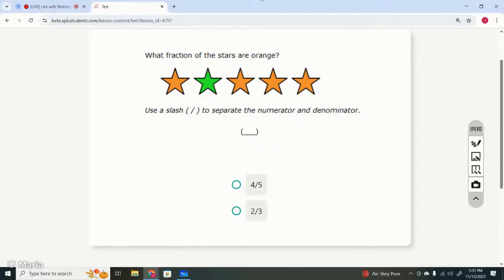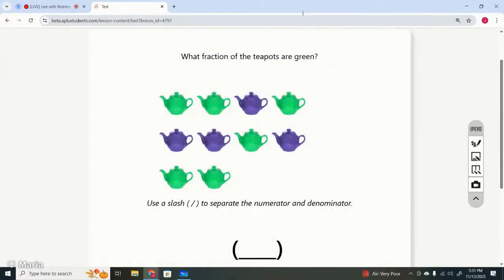That is 4 out of 5. Option number 1 is the correct option. The total stars are 5 and 4 of them are orange.